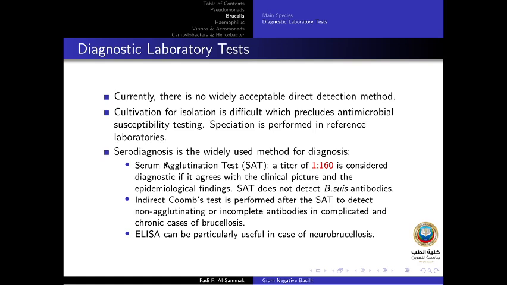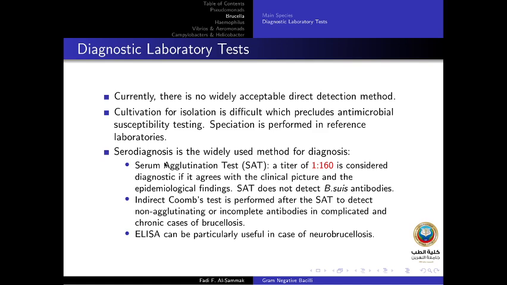For diagnostic laboratory tests of brucellosis, there is no widely accepted direct detection method. Cultivation is difficult, and since this is difficult, we have no ability to do antimicrobial susceptibility testing.